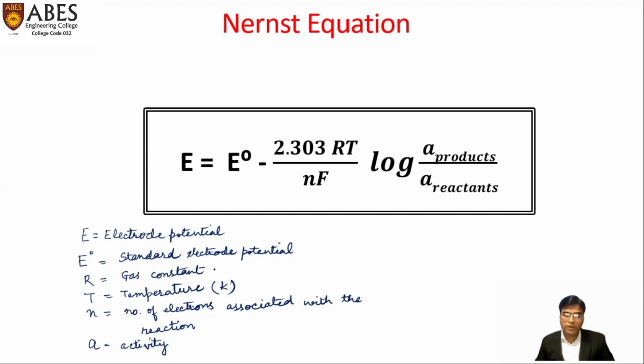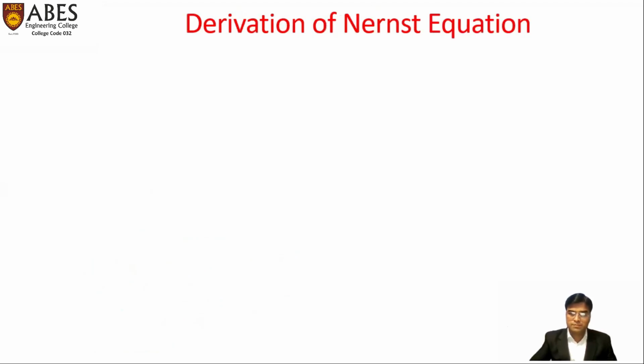At this point, we should know what is activity. Activity is a measure of the effective concentration of any species in a solution, which accounts for the non-ideal behavior due to interaction among the particles. So it is basically the effective concentration of any species. Now we will derive the Nernst equation. This Nernst equation tells us the effect of electrolyte concentration on electrode potential.